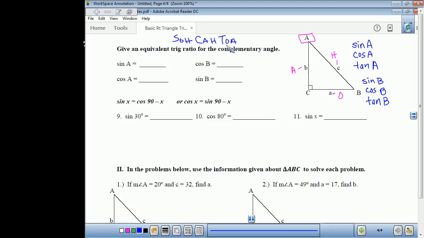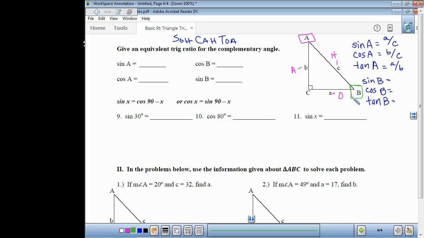All right, so sine is a ratio of the opposite to the hypotenuse. In this case, the opposite is just labeled little a, and the hypotenuse is labeled little c. Cosine of A is the adjacent to the hypotenuse, so that's going to be little b to little c. And tangent of A is opposite over adjacent, a over b.